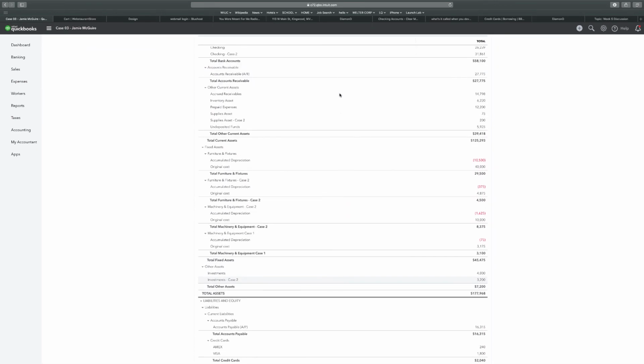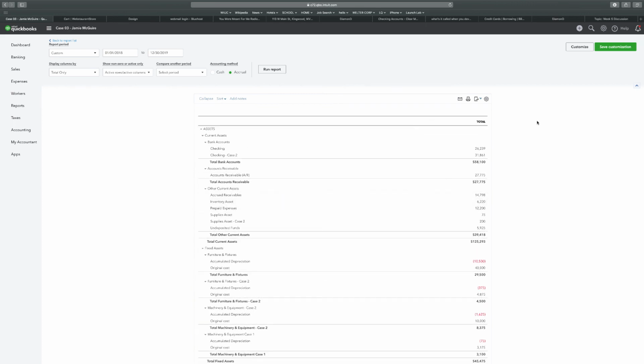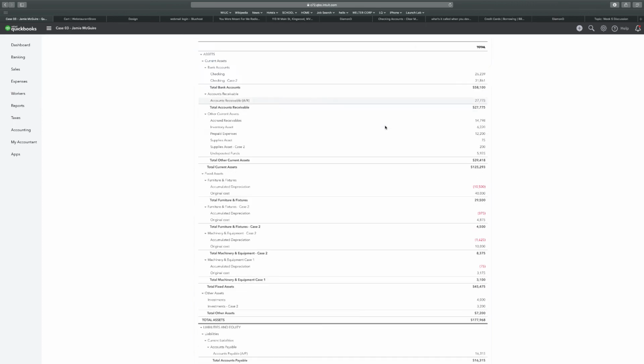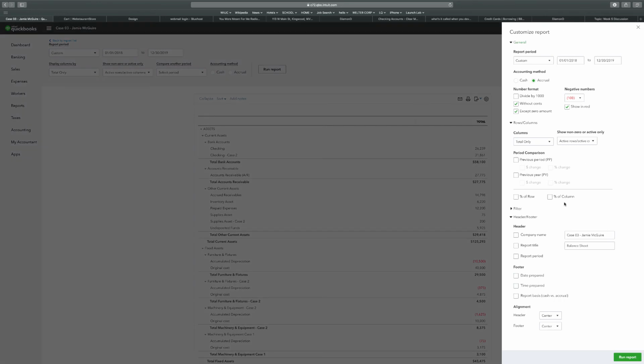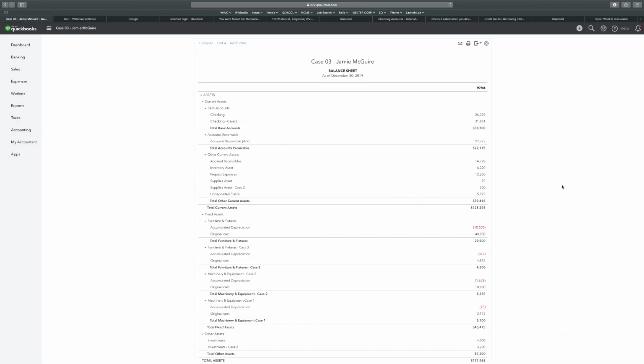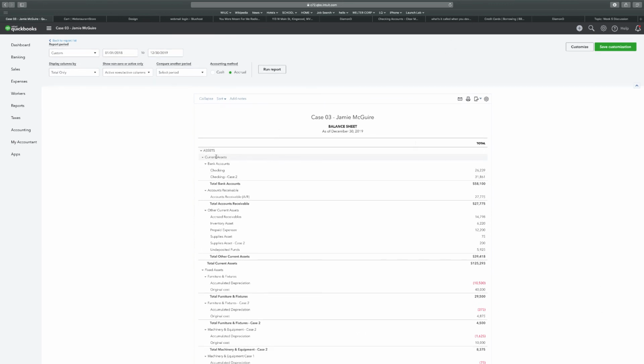Why would you use this? Well, if you want to compare yourself to another company, you might want to take their company's name off. So that might be a reason that you use it. Trying to save paper might be a reason as well. I mean, you know what company it is if you only have one company. But those are just different options that you can do. I put it all back on there. So that is your balance sheet report.